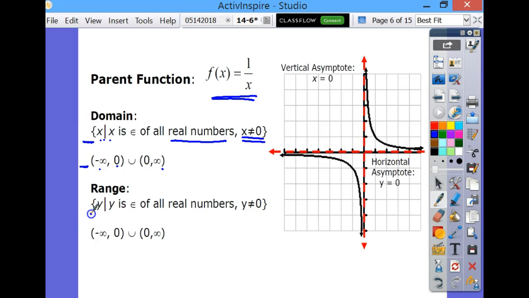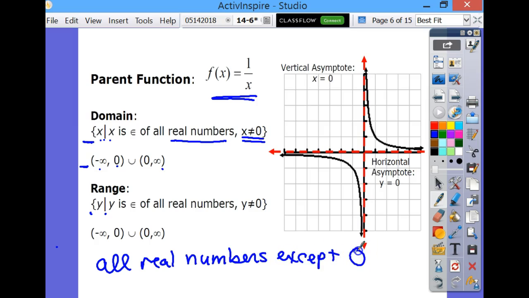The range means all real numbers such that y is an element of the real numbers, y is not equal to 0. That means all real numbers except 0. You can actually write it out in words if you prefer: all real numbers except 0. That's what it looks like in interval notation.